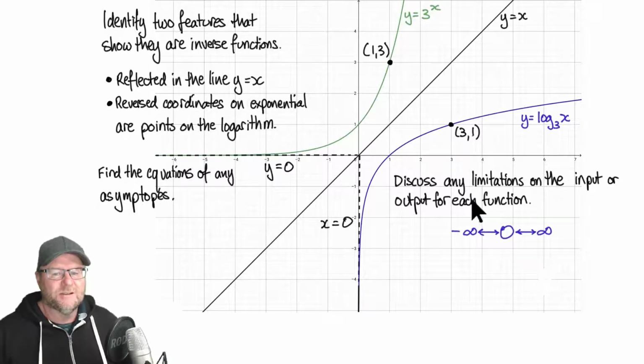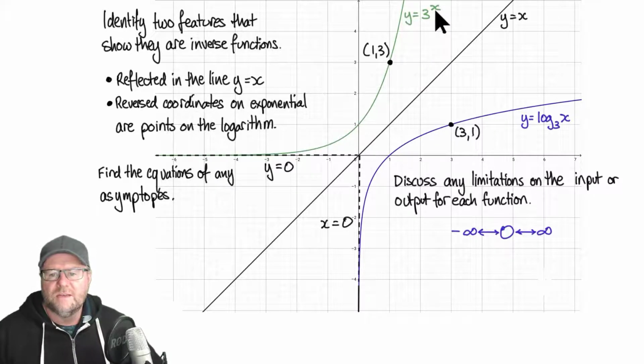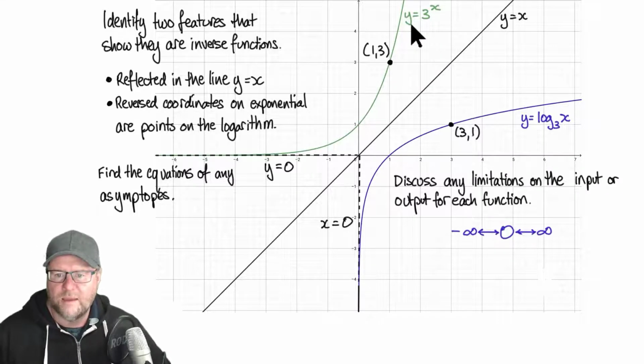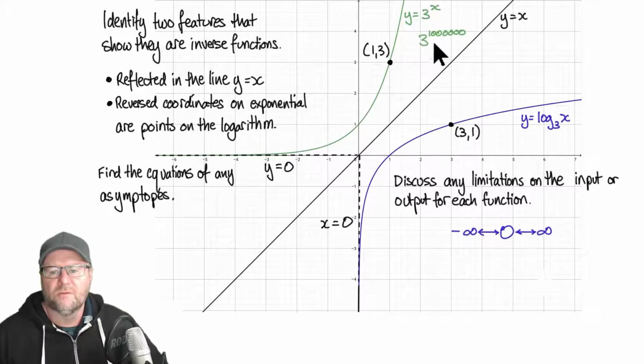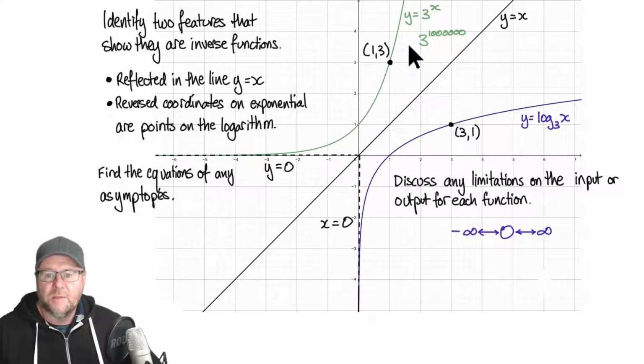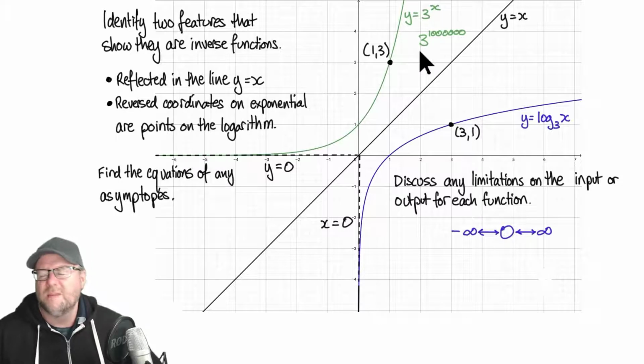Let's take that idea and apply it to my exponential. As my x values get massively big, what happens to the y values? So if I had 3 to the power of a million, I'm going to still have a positive y value that's going to be massive.